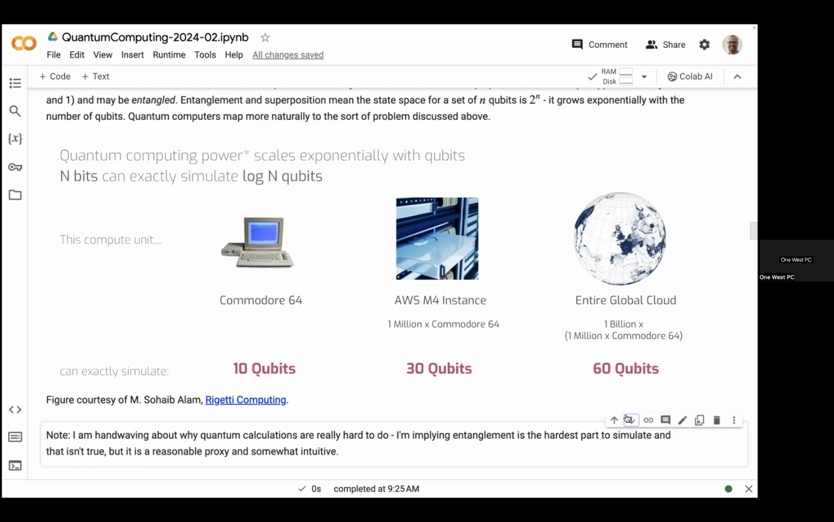So just as a quick aside, I'm hand waving a lot about why quantum calculations are hard. I'm sort of implying that entanglement is a key bottleneck. It's really not, so don't think that, but it's a convenient thing to walk around with and talk to people about. It's not really true. If you want to really get into what's going on beyond, we can talk later, but it's a big digression, so I don't want to get too deep into that. I just wanted to have that parenthetical note.